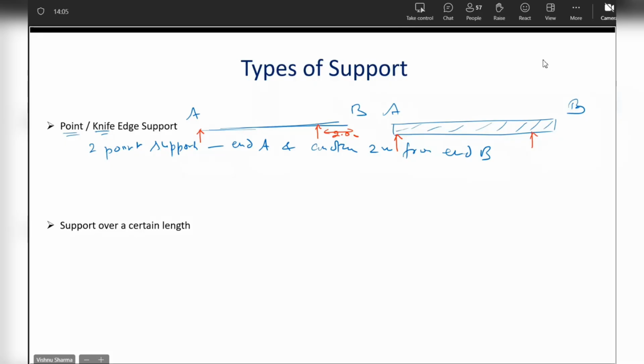Then we can have support over a certain length or the entire length. I gave you the example of your pen. If you put your pen on your table, the entire pen is supported by the table. That means it's supported over the entire length.